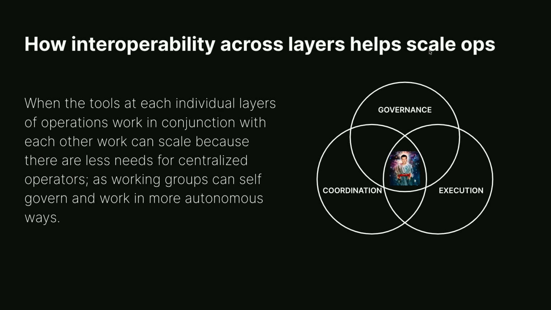And so our idea is that interoperability across these layers helps these orgs scale. When the tools at each individual layer of operations can work in conjunction with each other, these organizations can scale, because there's less need for centralized points, wherein operators have huge swaths of responsibility, because smaller, more granular groups of people can self-govern and work more autonomously.